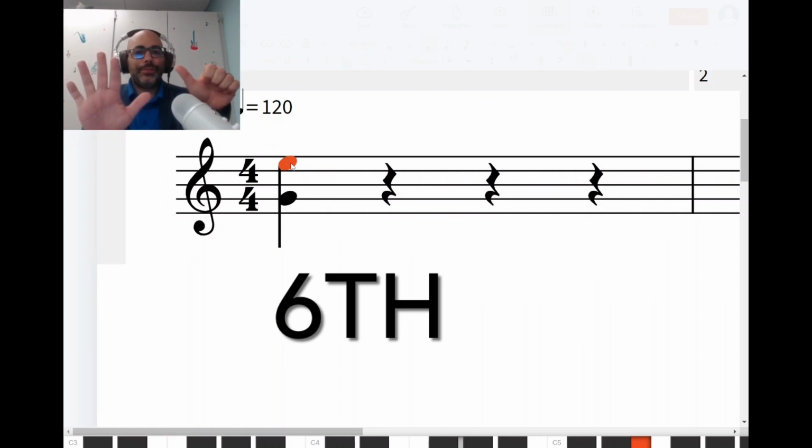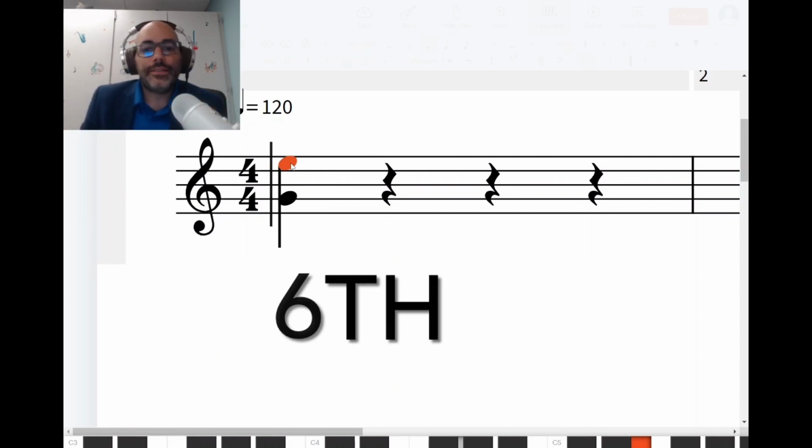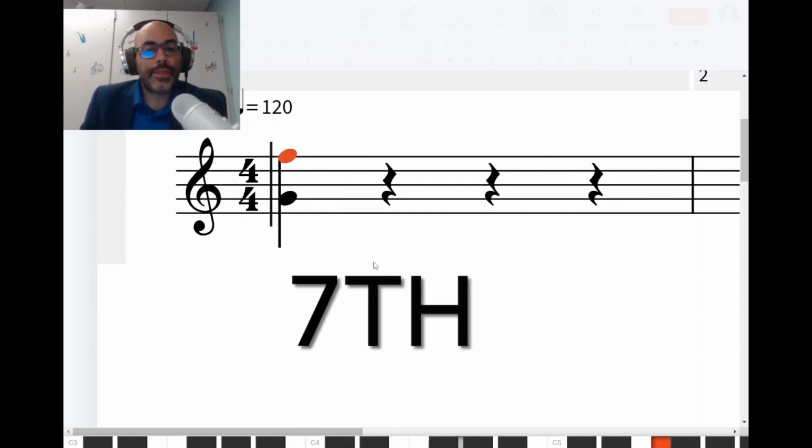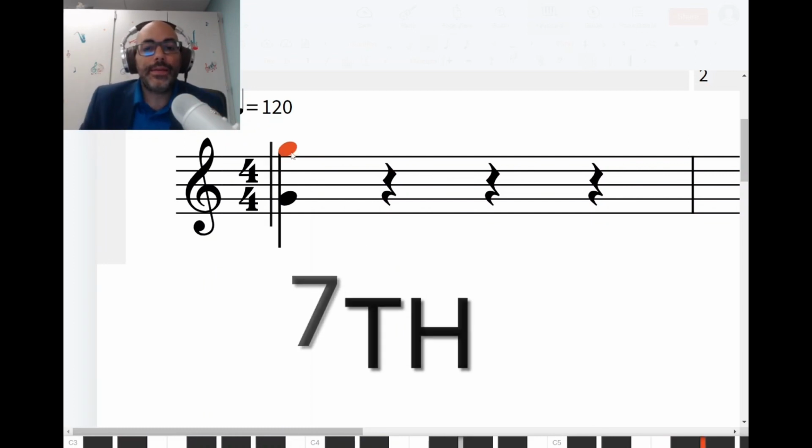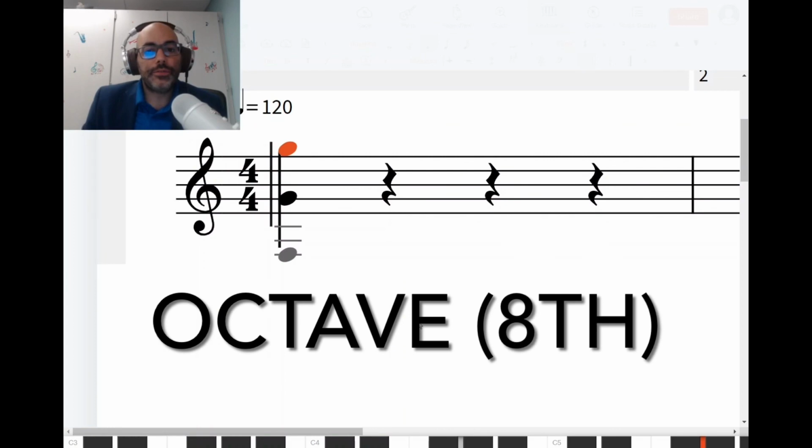I'm doing two hands now. G, A, B, C, D, E. That's a sixth. Okay. A seventh would look like this. G, A, B, C, D, E, F. And then when you get to eight, we call it an octave. We don't normally call it an eighth, we call it an octave.